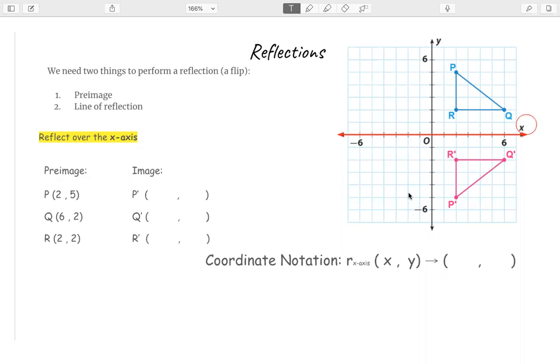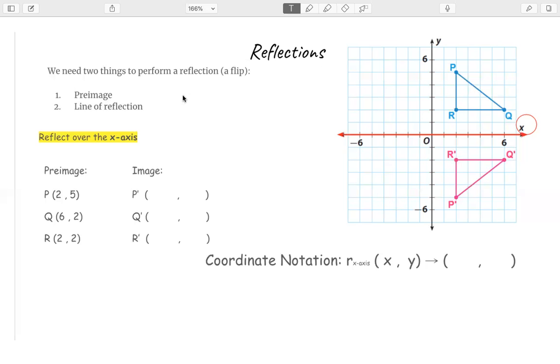Today, the goal is that you are able to reflect points over a given line. The line may be the x-axis, the y-axis, or even over a given line such as y equals x. So let's take a look at an example of when points are reflected over the x-axis.